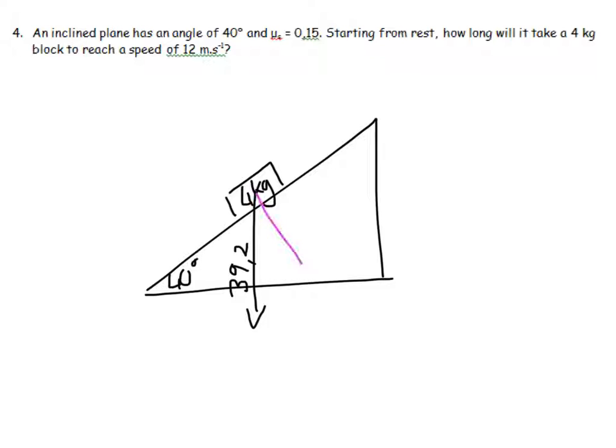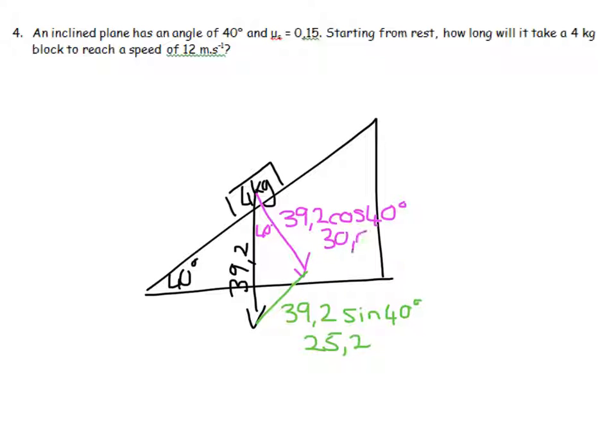I now say the component perpendicular to the plane is going to be 39,2 cos of 40 degrees, because it's the adjacent side to that 40. And then I can also work out this side over here, which is going to be 39,2 sine of 40 degrees, because it is opposite the 40 degrees. And that turns out to be 25,2. And this turns out to be 30,03.